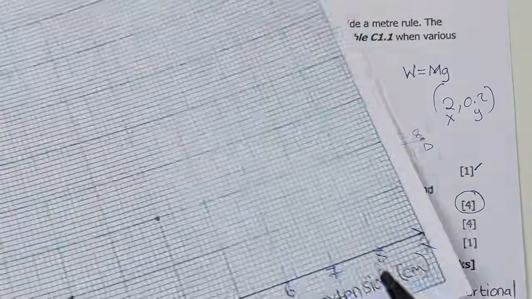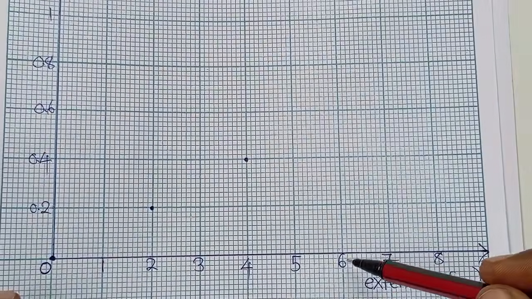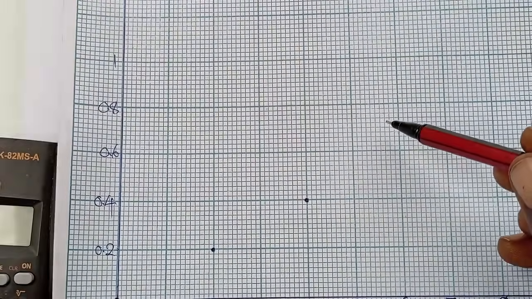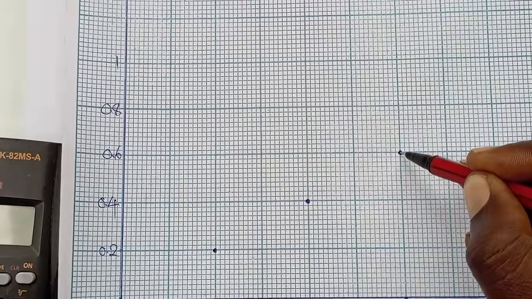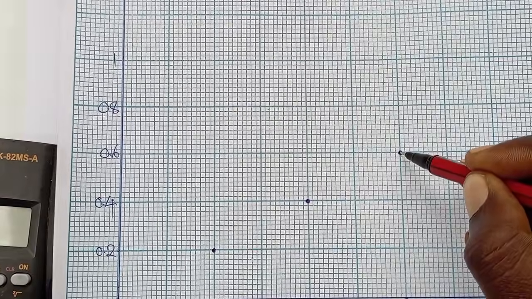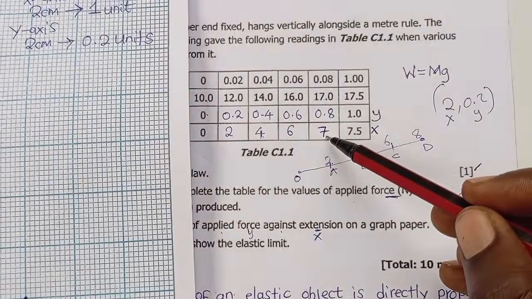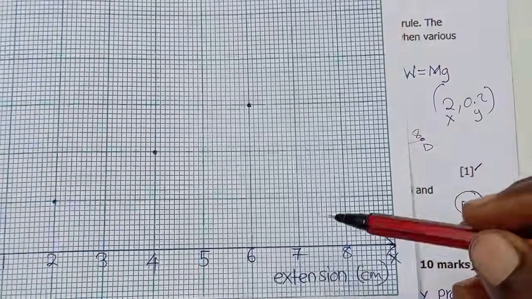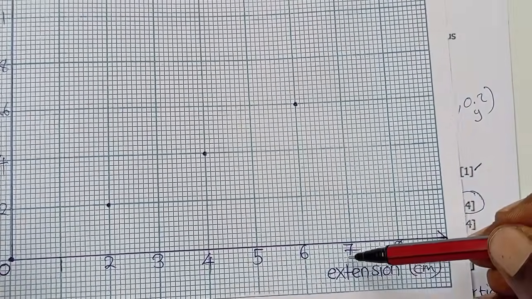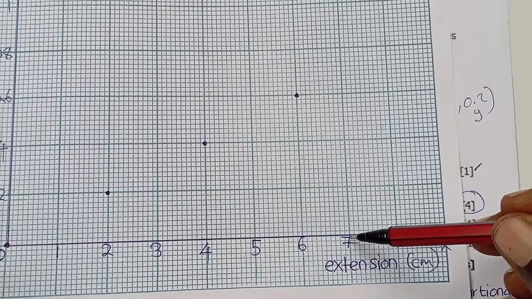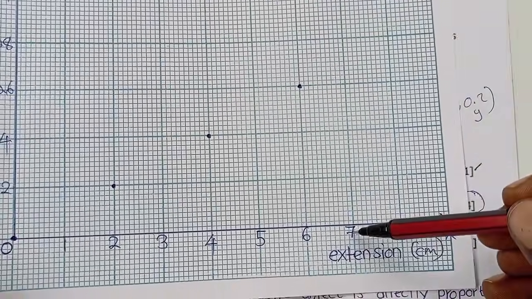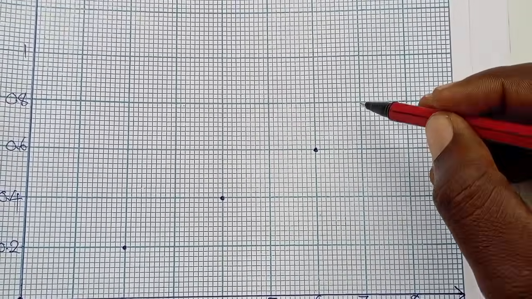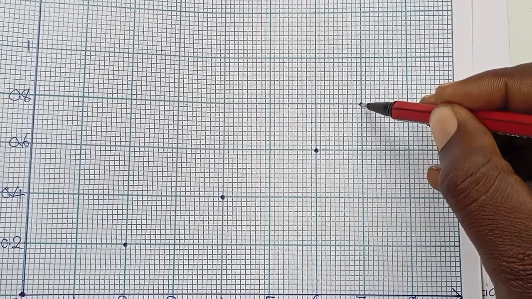6, 0.6. Where is 6? 6 is here. 0.6 is there. So here, this is where I need to put that. I guess you are able to see like this. This is it. The next one, 7, 0.8. Have you seen where 7 is? 7 is here. Then 0.8 is there like this.